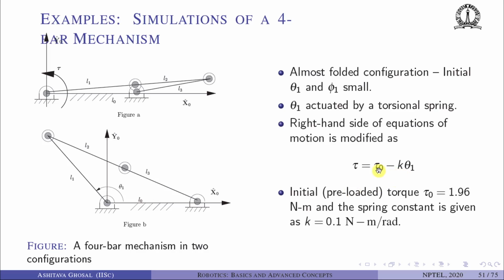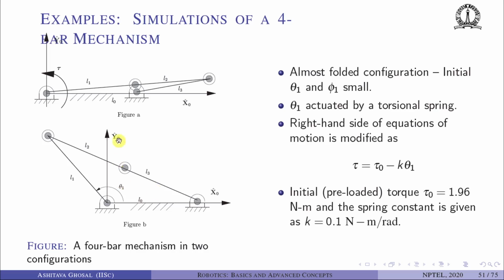So basically what is happening is there is a pre-torque or an initial torque, which is tau 0, which is 1.96 Newton meter. K was chosen as 0.1 Newton meter per radian. And as theta 1 increases, the torque which the spring applies is reducing. So I want to see what happens when you have this 4-bar mechanism and you apply this torque from the spring.